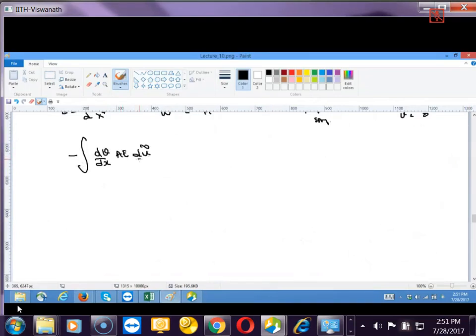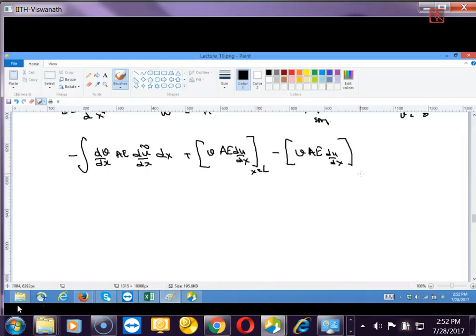du tilde by dx plus v AE du dx specified at L, minus v AE du dx specified at x equals 0, plus pv dx, equals 0.